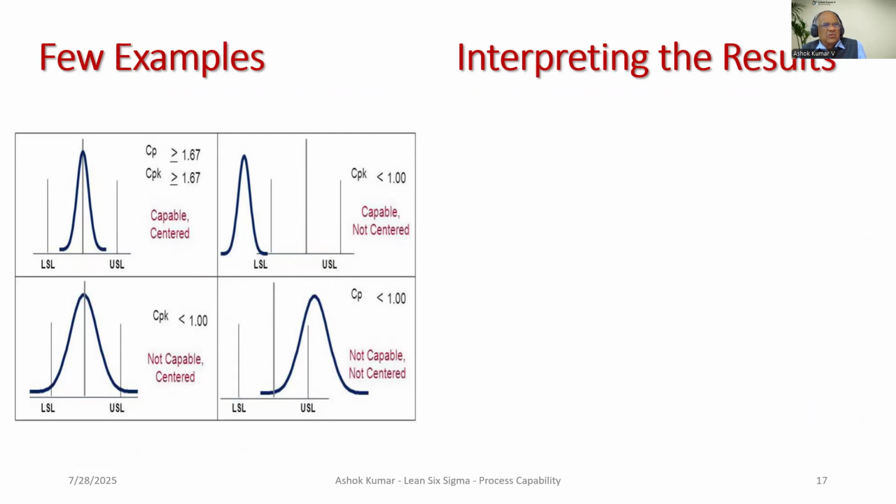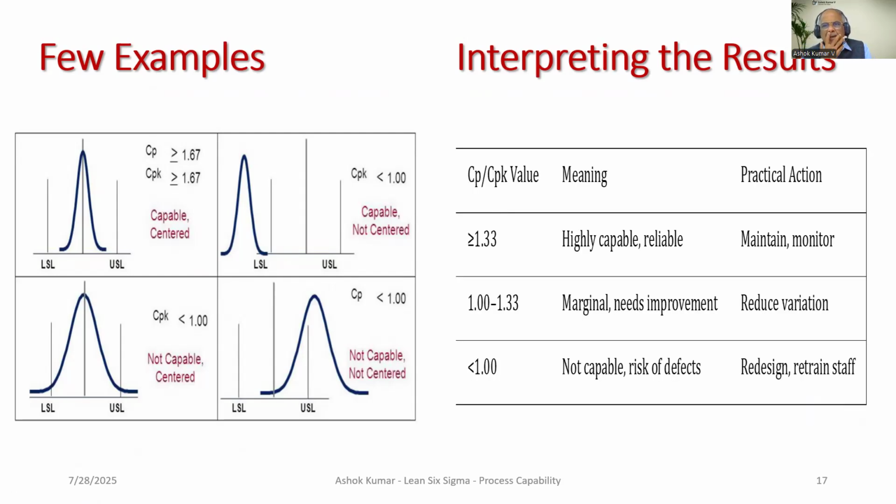So these are certain scenarios where you can remember these values, and you can remember also this table where both CP and CPK greater than 1.33 is highly capable and reliable. You can maintain the process, and monitor it to see that it doesn't go bad. And if it is between 1 and 1.33, it can be marginal and needs improvement. So you need to reduce the variation and improve it further. And similarly, if it is below 1, then you need to really investigate it for the causes and make sure that your process is corrected so that the value increases.